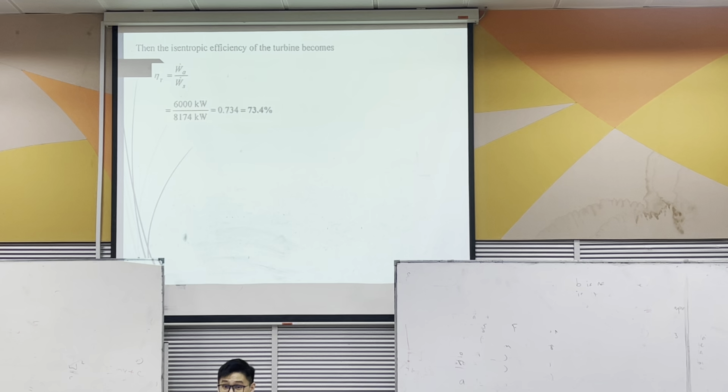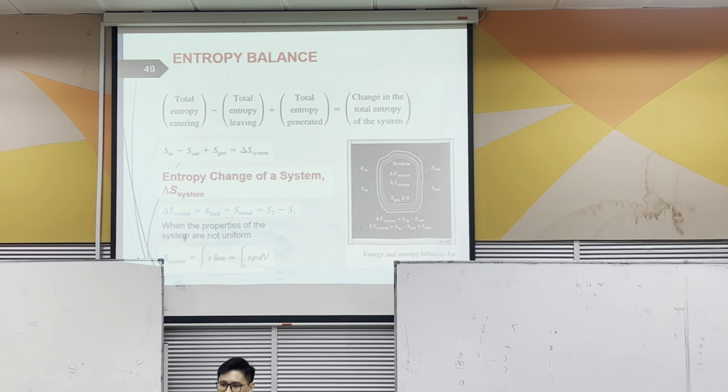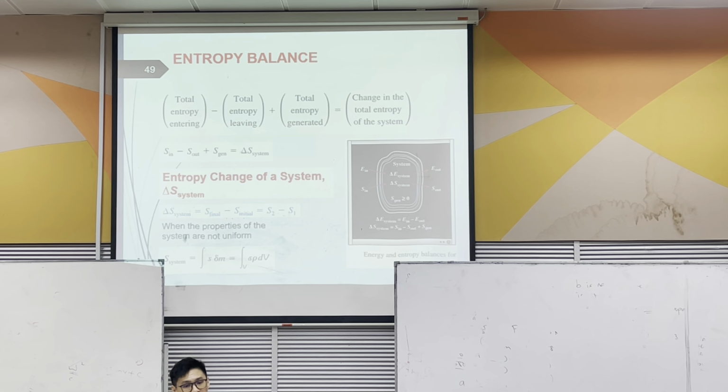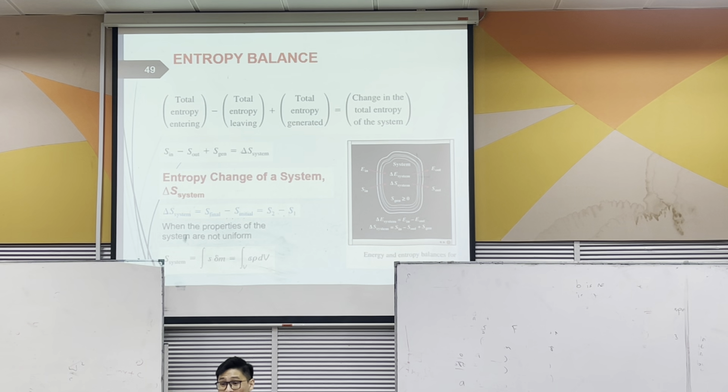Okay, we have a bit more here. Let's just quickly wrap this up. It's basically just talking about entropy balance. So entropy balance is basically the same thing as the energy balance. So total entropy entering a system minus the total entropy leaving the system plus total entropy generated. So remember, we always have generated entropy. So this one we always have one extra term.